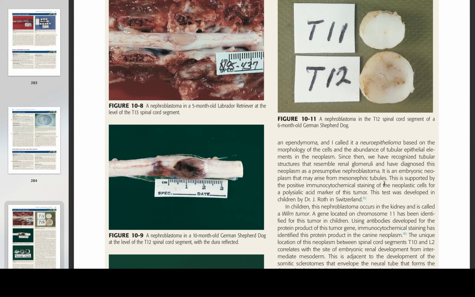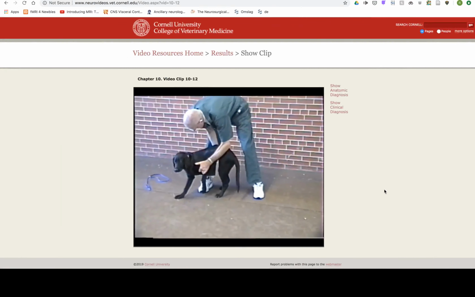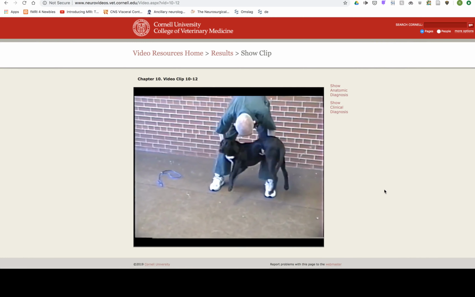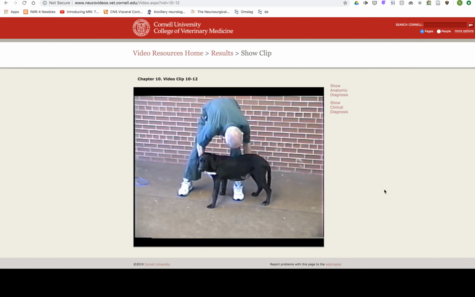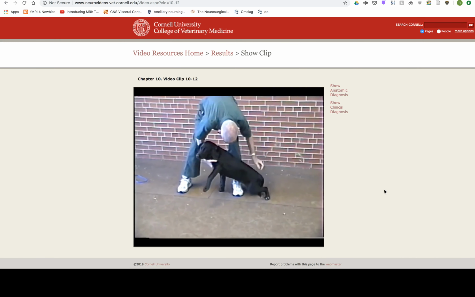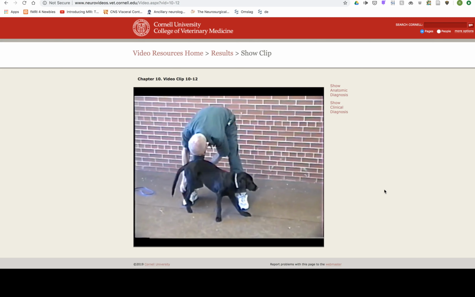Numerous reports have been published, mostly in the European literature, describing this neoplasm as an ependymoma. In the first two editions of this text, I recognized that this was not intraparenchymal and therefore was not an ependymoma, and I called it a neuroepithelioma based on the morphology of the cells and the abundance of tubular epithelial elements in the neoplasm. Since then, we have recognized tubular structures that resemble renal glomeruli and have diagnosed this neoplasm as a presumptive nephroblastoma. It is an embryonic neoplasm that may arise from mesonephric tubules.